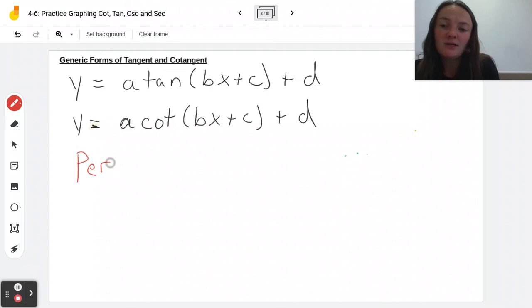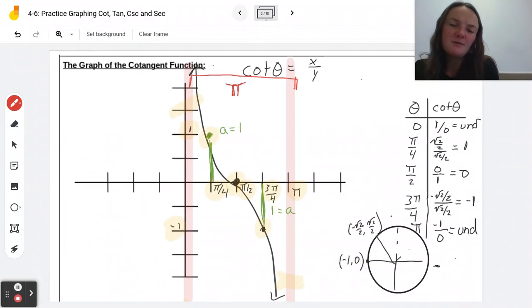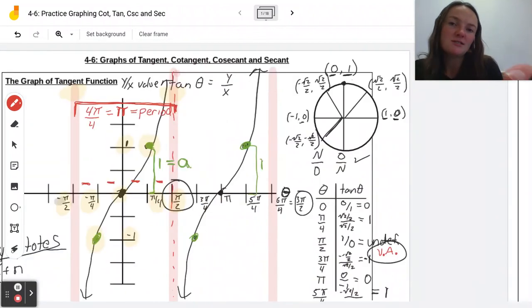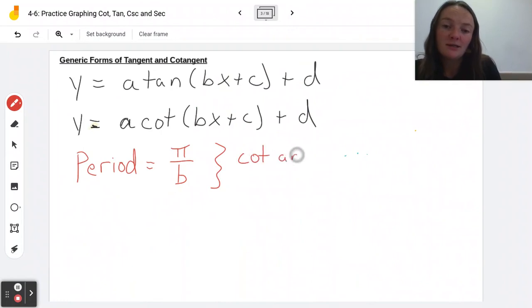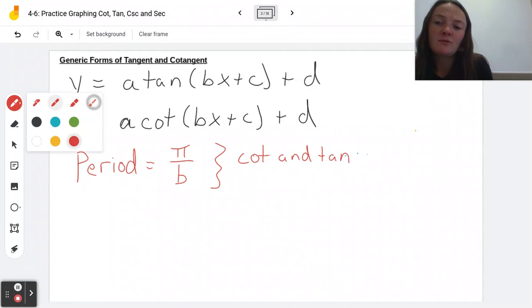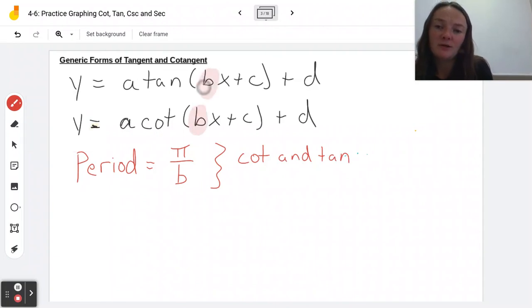The most important thing here is that period, normally with sine and cosine, was 2 pi over b, but because the baseline period for cotangent and tangent is pi, we know period is actually going to be pi over b, not 2 pi over b, specifically for cotangent and tangent. So that's something different here we need to keep in mind. And remember, the b value is still the same value here. Everything else is going to work the same.